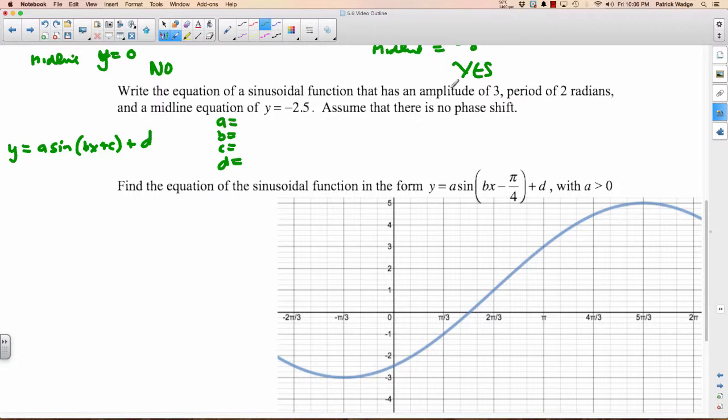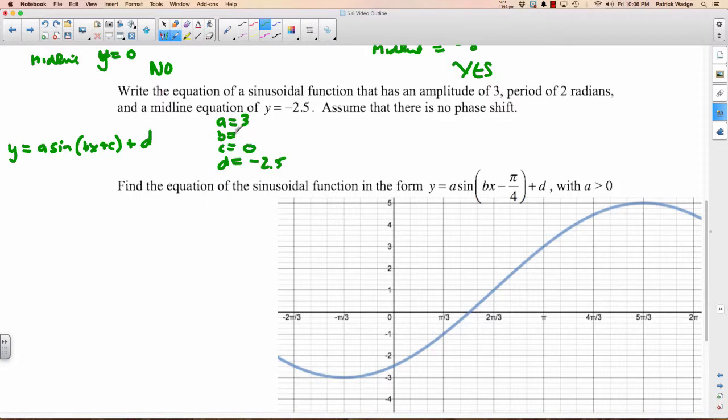Well, that's the amplitude, so that's 3. Next one's really easy, D. How do you get what D is? That's just wherever the midline is, so that's -2.5. In this case, C is really easy. How come? It tells you there's no phase shift. If there's no phase shift, then C is 0. That's the only time there's no phase shift. If C is anything else, there is a phase shift. But no phase shift means 0.